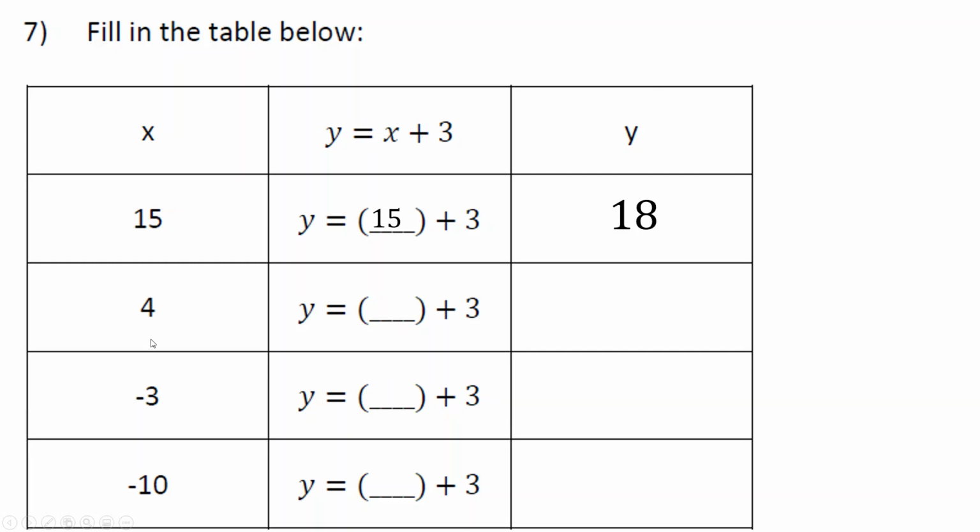Over here, the x is now a 4. I put in a 4. 4 plus 3 gives you 7. I put in a negative 3. We have a new x of negative 3. And you get a 0.